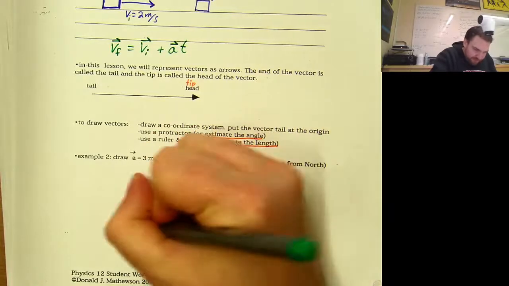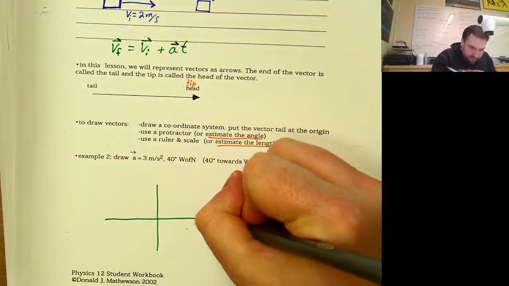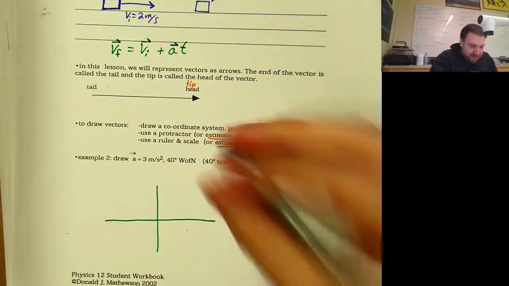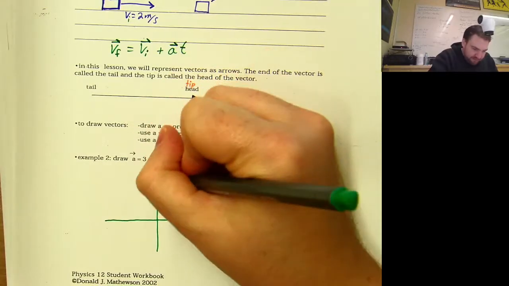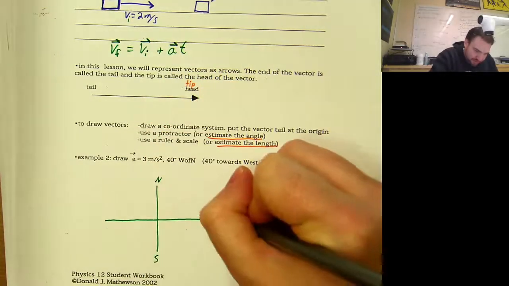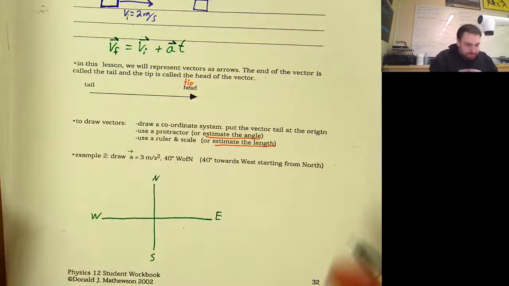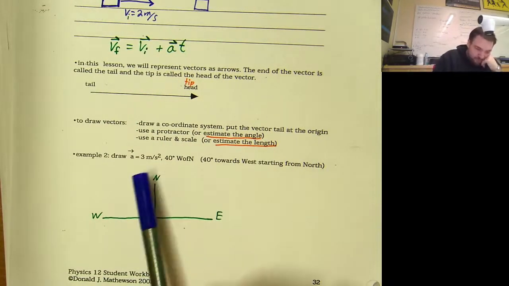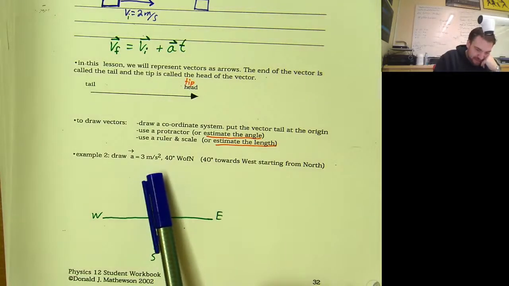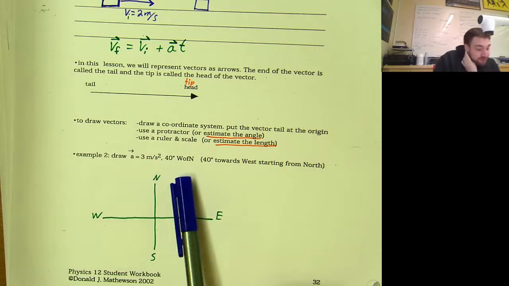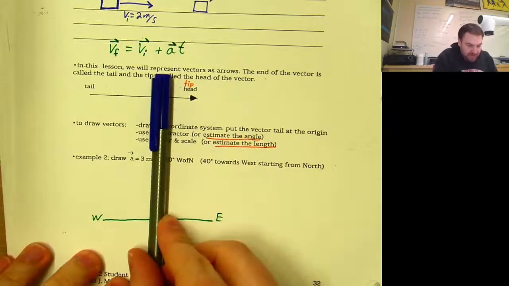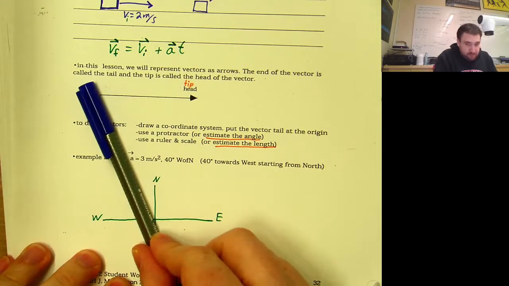So here's my coordinate grid. And you are going to want to draw these. Typically, we will draw them much smaller than we will do right now, but to start, we're going to draw them big. And so remember, we're going to label all these things. We have north and south go that way. We have east going that way. We got west going that way. So there's my coordinate grid. Now I want to draw a 3 meter per second squared vector, 40 degrees, and that says W of N, which means west of north. It means we start at north and we go over 40 degrees.